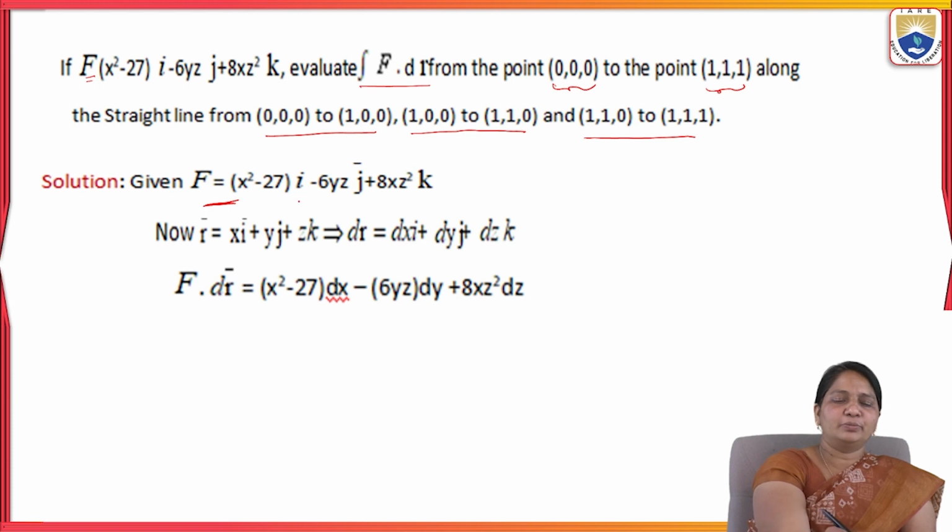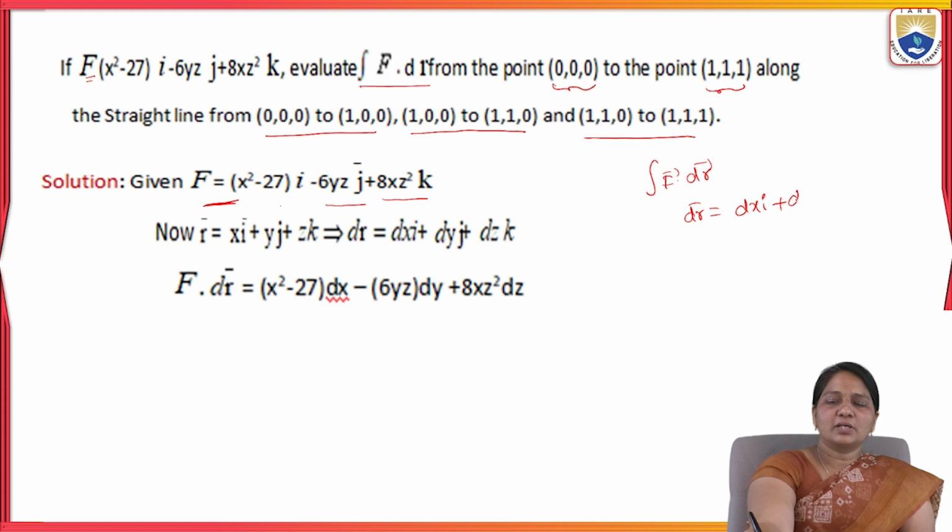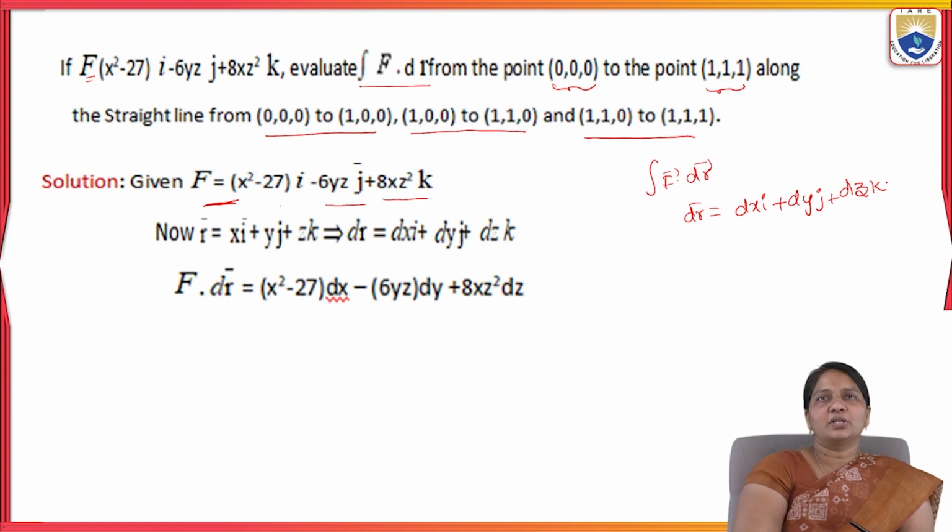So first of all, what is the given data we have? Given f bar equal to x square minus 27 into i minus 6yz into j plus 8x z square into k. To calculate the integral of f bar dot dr bar, I should know what dr bar is. So dr bar equals dx i plus dy j. If they give two components, then I can calculate dx and dy. Here, since there are three components, we have to write dz into k also.